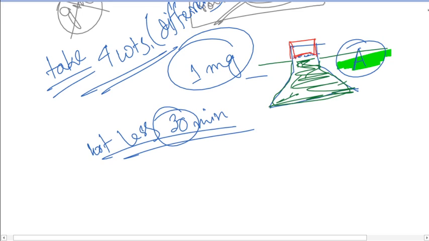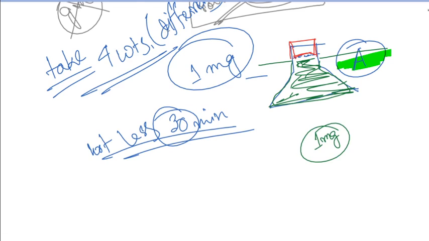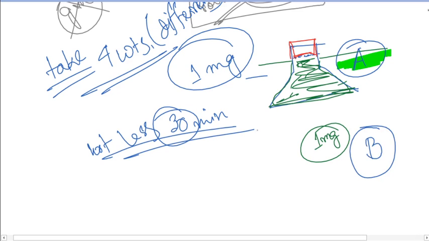We will then immediately weigh this again to the nearest 1 milligram, and this weight will be denoted as B, which is the weight of the picnometer plus the weight of the water. So this is our weight B.